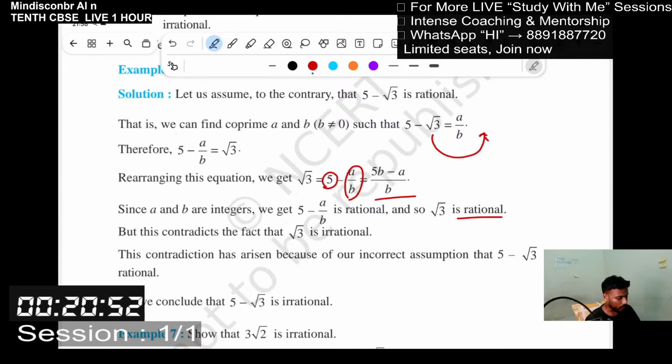So coming to the balance of the question, this contradicts the fact that root 3 is irrational. This contradiction has arisen because of our incorrect assumption that 5 minus root 3 is rational. So we conclude that 5 minus root 3 is irrational.